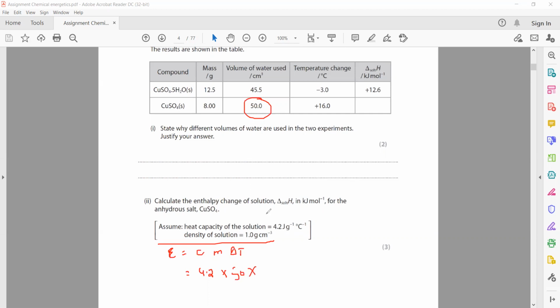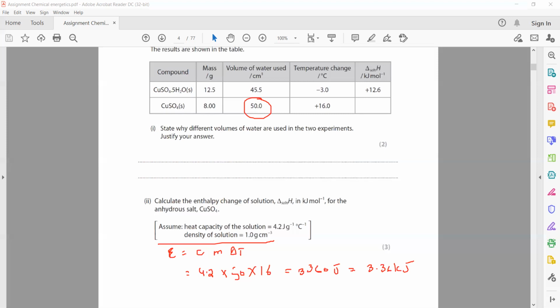And the temperature change here is 16. This will give the answer in joules because the specific heat is in joules per gram, which is 3360 joules. But we should always convert this answer into kilojoules, so we divide by 1000. So it will be 3.36 kilojoules. But we need enthalpy change, and enthalpy change is in kilojoules per mole.